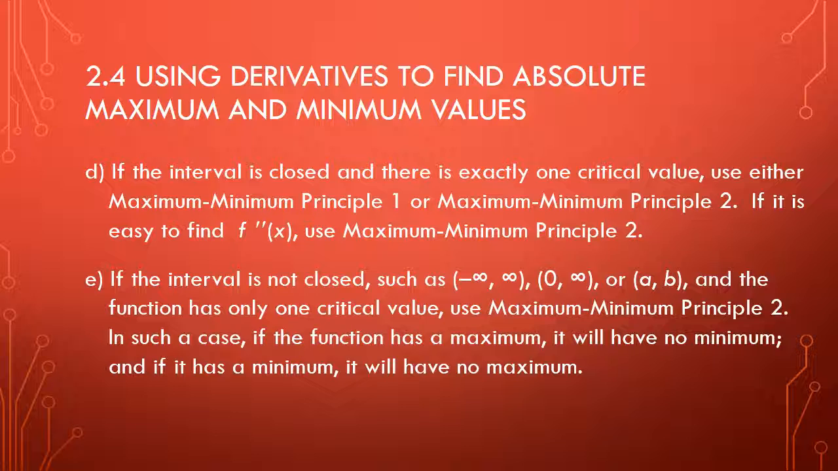Because remember, again, our critical values are where the maximum will occur, if they're going to occur, unless we have a closed interval. In that case, it could occur at the endpoints. But here we're talking about an interval that's open, that's not closed. It doesn't have definite endpoints. So the critical value we find will be the only extreme value, the only maximum or the only minimum.